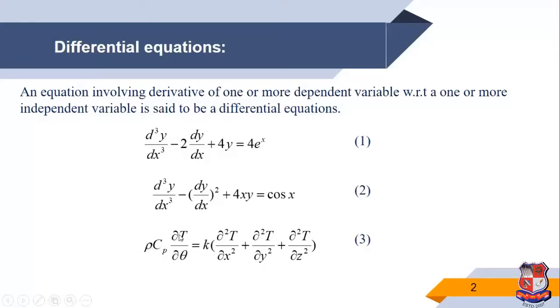But in equation 3, here the equation is del t by del theta. This is the symbol of del, a partial derivative. So del t by del theta is equal to k times del square t by del x square plus del square t by del y square plus del square t by del z square. So now in the third equation, t is a dependent variable, but the independent variables are theta, x, y, z. So here there are 4 independent variables and only one dependent variable.